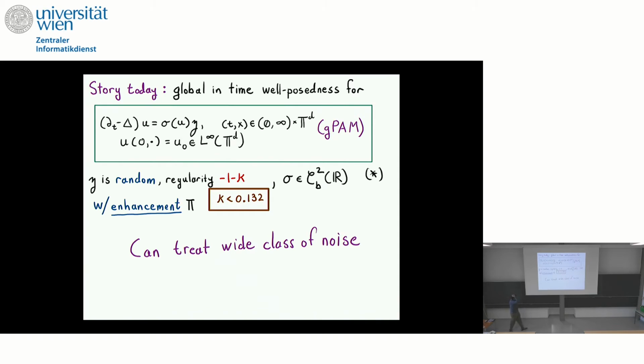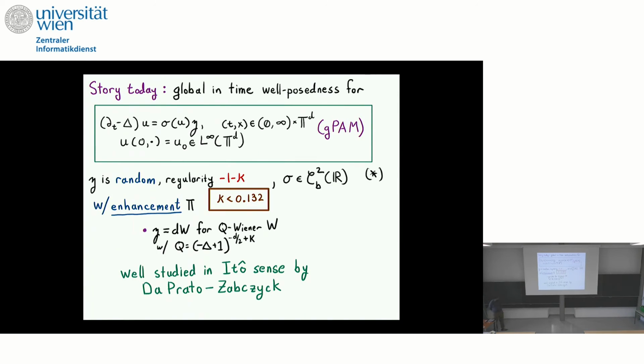So I just want to point out that we can treat a wide class of noises. One class of noise we can treat is a Q Wiener process where our Q is given by this sort of operator, this sort of power of the Laplacian. And so this is something that is colored in space and white in time. And since it's white in time, it's been well studied. It's amenable to being studied using Itô theory, and this was done by Da Prato–Zabczyk.